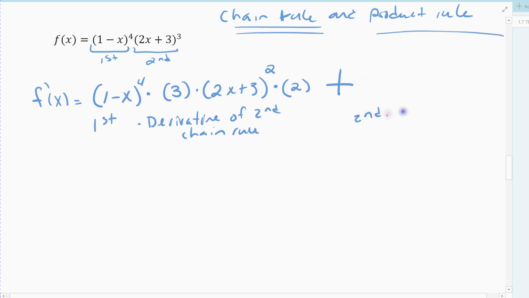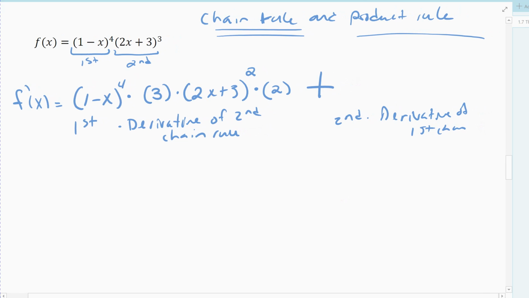The second times the derivative of the first, and that requires my chain rule again. All right, so the second, 2x plus 3 cubed, times the derivative of the first, which again is going to require my chain rule. The first thing I do is pull that power 4 down. Take my group 1 minus x raised to 1 degree less, which would be a cube.